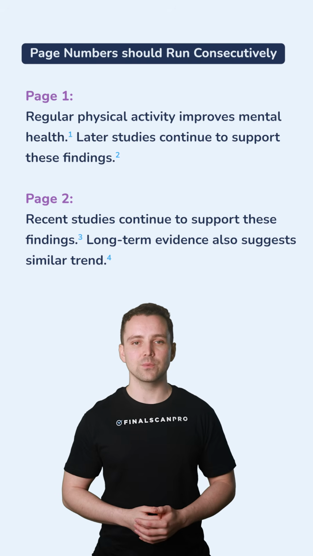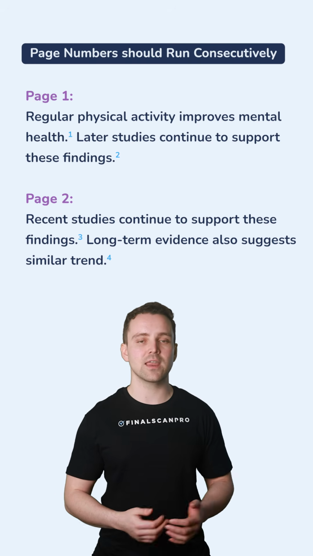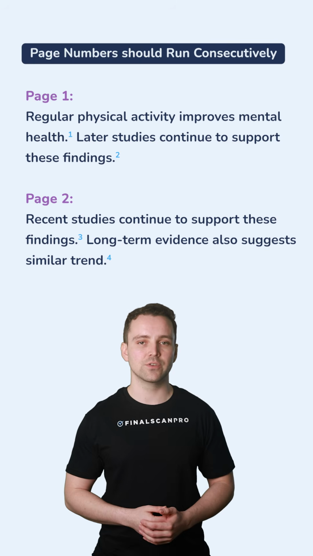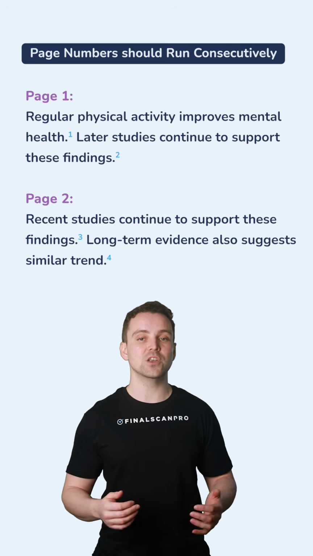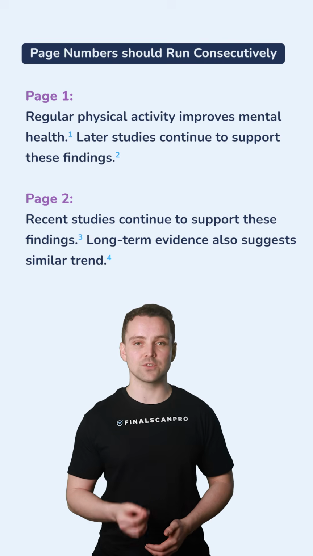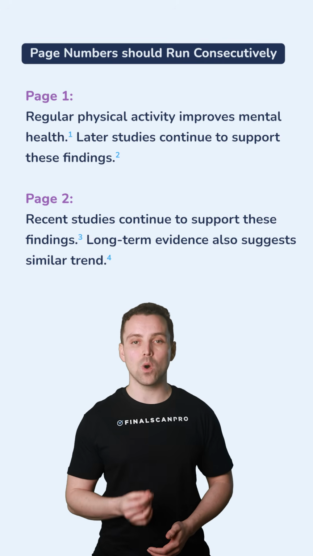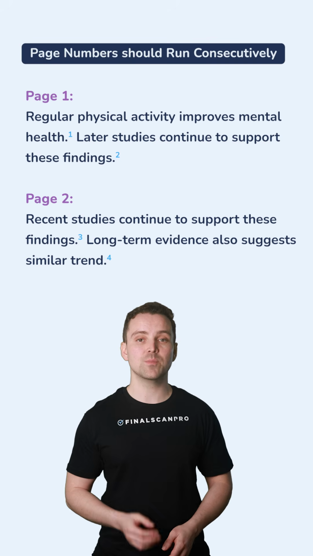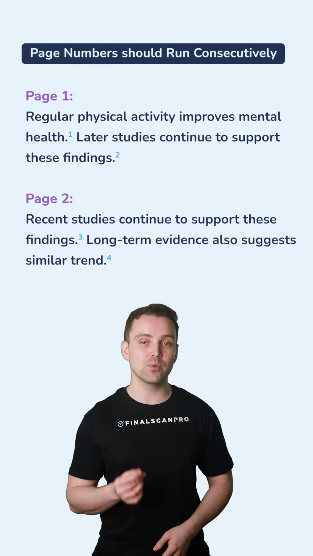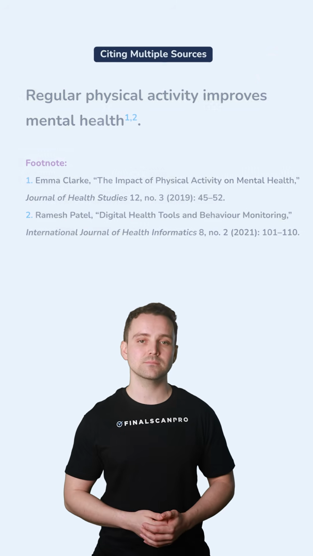One important thing to note is that reference numbers run consecutively throughout the entire document. You should never restart the numbering on a new page. For example, if you cite two sources on page 1 and label them 1 and 2, the very next citation on page 2 should be number 3, not number 1 again.